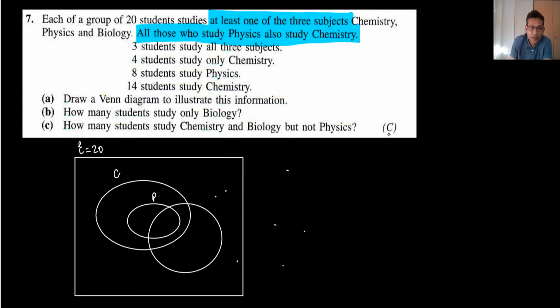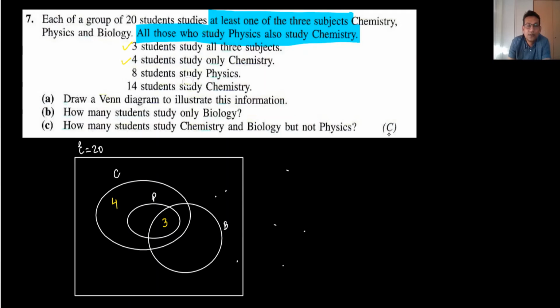Once again, I will say three students study all three subjects. Okay, all three subjects are here: physics, chemistry, and biology. Biology is here, I'm writing. We have done this. Okay, four students study only chemistry. Four is here, only chemistry. I would like to use this color. Okay, this done. This done.